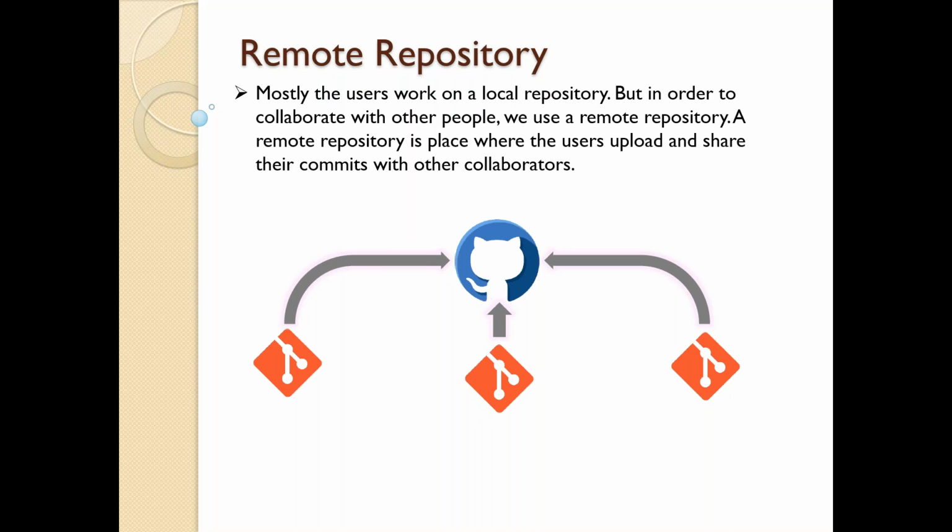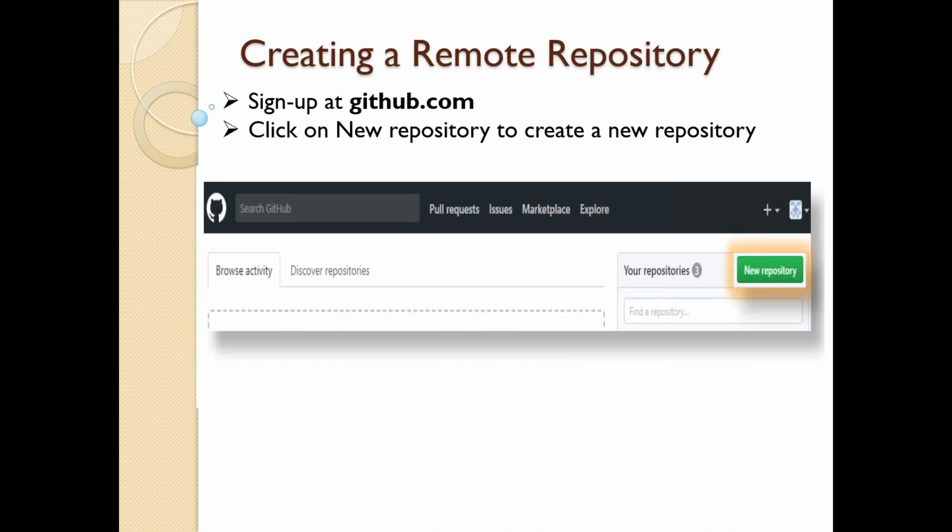Yeah, thanks. Okay. So let's talk about remote repository, right? We all work on local repos. Now I have worked on local repository, and none of my code is available to anybody, right? So we are all working as a team, but still my code is with me, your code is with you. But in order to collaborate with other people, we use some remote repository. A remote repository is a place where users can upload and share their commits with other collaborators, right? We will use GitHub as our remote repository.